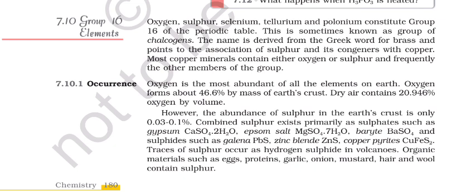CaSO4.2H2O, Epsom salt MgSO4.7H2O, barite BaSO4, and sulfides such as galena PbS, zinc blende ZnS, and copper pyrites CuFeS2. Traces of sulfur occur as hydrogen sulfide in volcanoes. Organic materials such as egg protein, garlic, onion, mustard, hair, and wool contain sulfur.